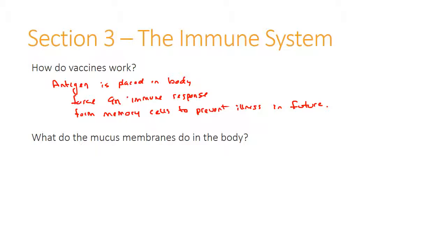What do the mucous membranes do in the body? Well, you'll remember the mucous membranes. They're found all over the place. They're found in your nose, in your ears, in your mouth, in your excretory organs. They're pretty much found in every orifice in your body. Now, their purpose is really to catch and trap all the particles from getting too deep into your body.